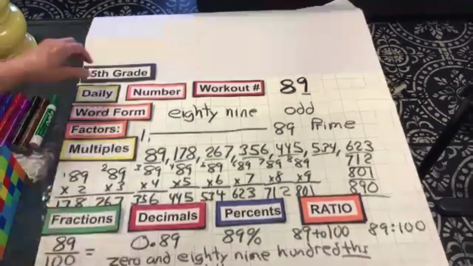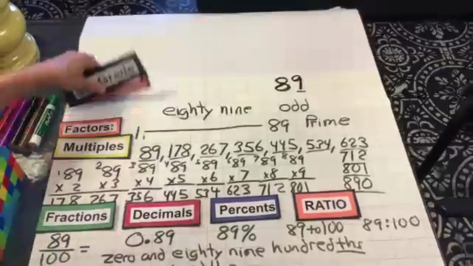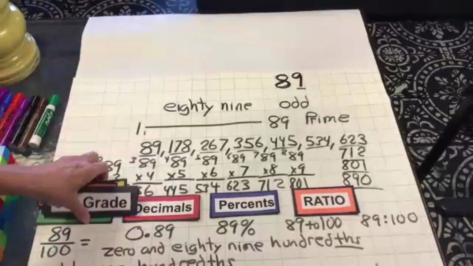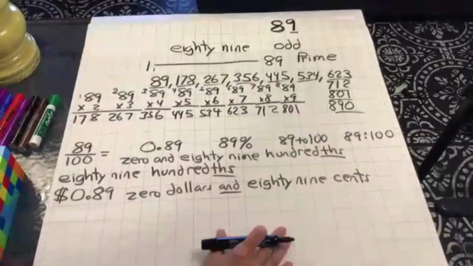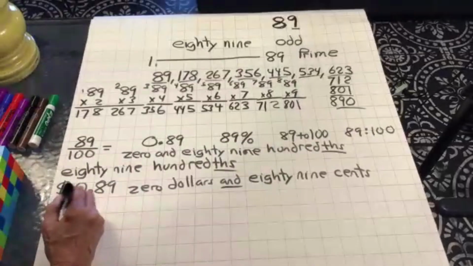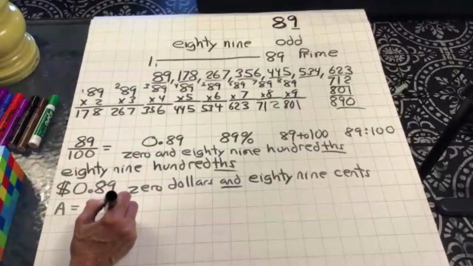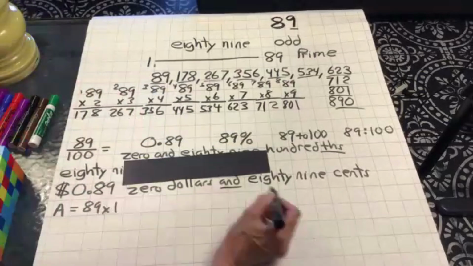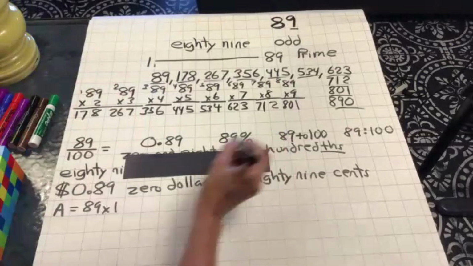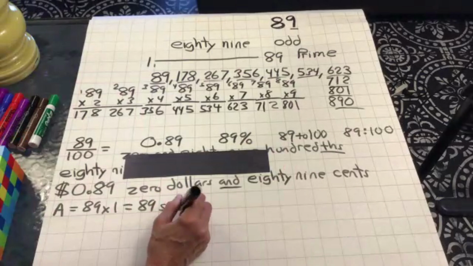And let's move on to area and perimeter. So let me get these cards off so they don't fall off the table. Area and perimeter. So our first area would be, and the only one would be 89 times 1. So if our rectangle is 89 squares across and 1 square deep, it would be 89 square units.